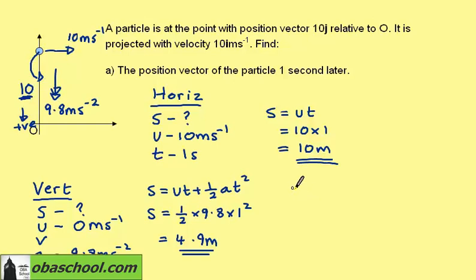The position vector of the particle then is 10i and 5.1 meters above the ground, so 5.1j meters.